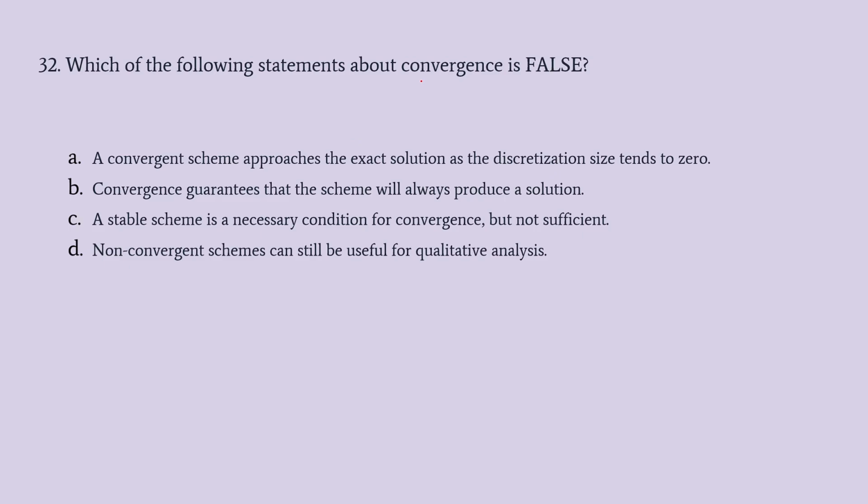Next question is on convergence. Which of the following statement about convergence is false? Option A, a convergent scheme approaches exact solution as discretization size tends to zero. Option B, convergence guarantees the scheme will always produce a solution. Option C, a stable scheme is necessary condition for convergence but not sufficient. Option D, non-convergent schemes can still be useful for qualitative analysis.